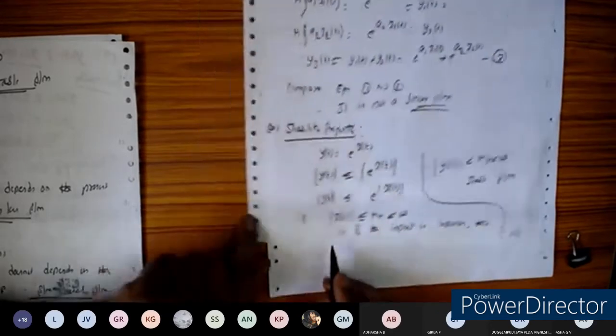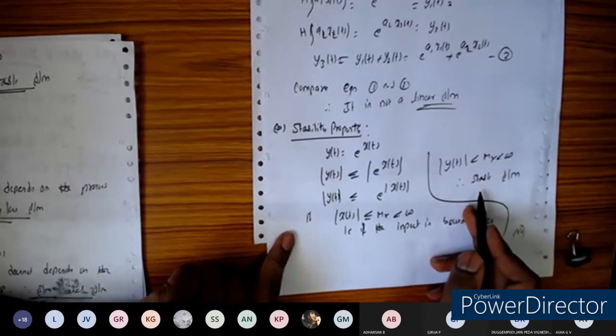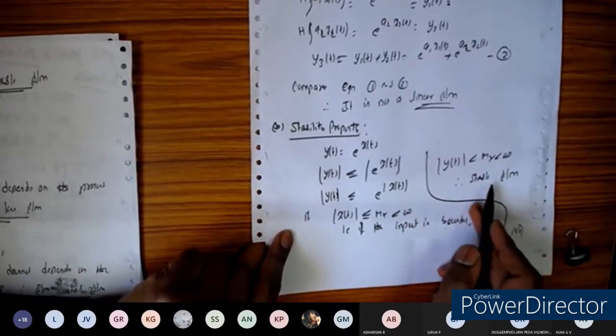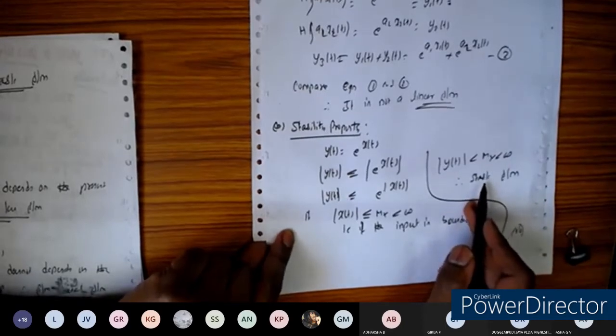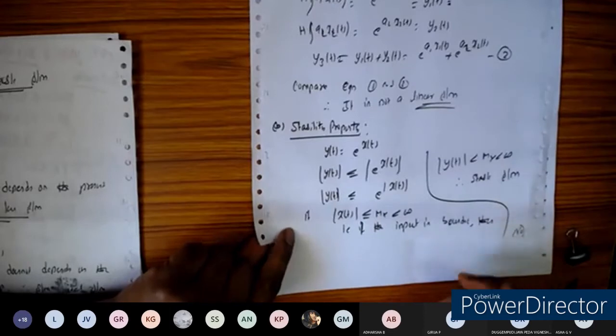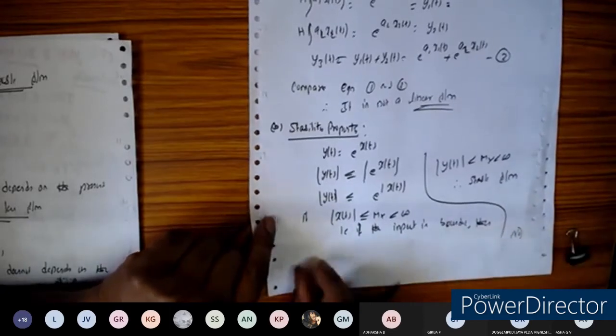So we are putting the condition here. If x of t is bounded, then y of t will also be a bounded, finite quantity. So it is called stability. So we are done with the stability.